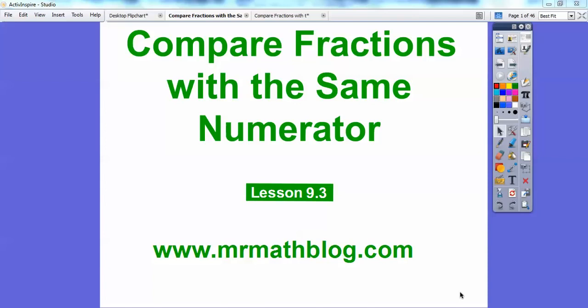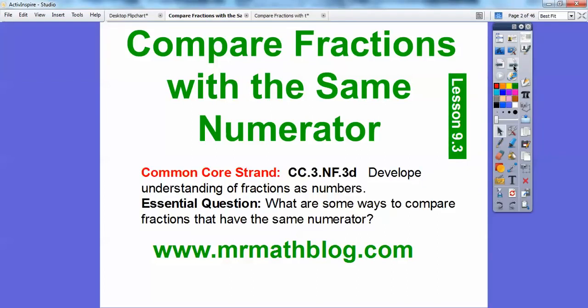This lesson we're going to compare fractions that have the same numerator. In the last lesson we compared fractions that had the same denominator, so what we ended up doing was looking at the numerators, the top number. Here we're comparing fractions that have the same numerator, so we're going to be focusing on the denominators. If they have the same number on top, then we look at the numbers on the bottom.